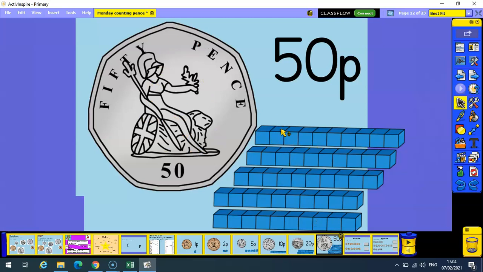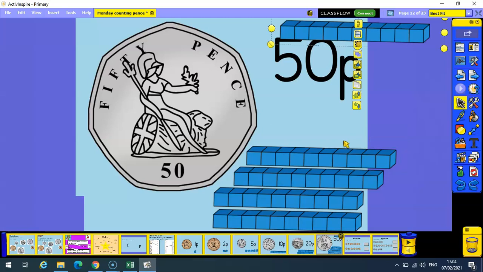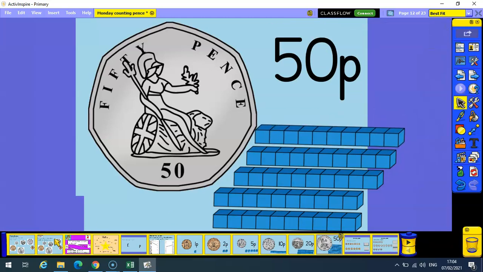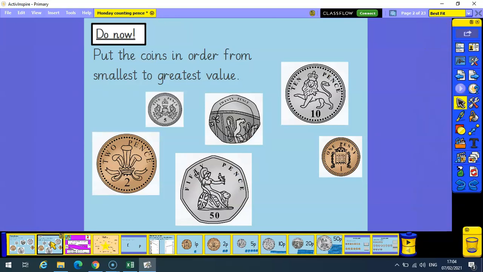50p is worth 50 ones, or 1, 2, 3, 4, 5 tens. So let's go back to this slide and see if you got it right.